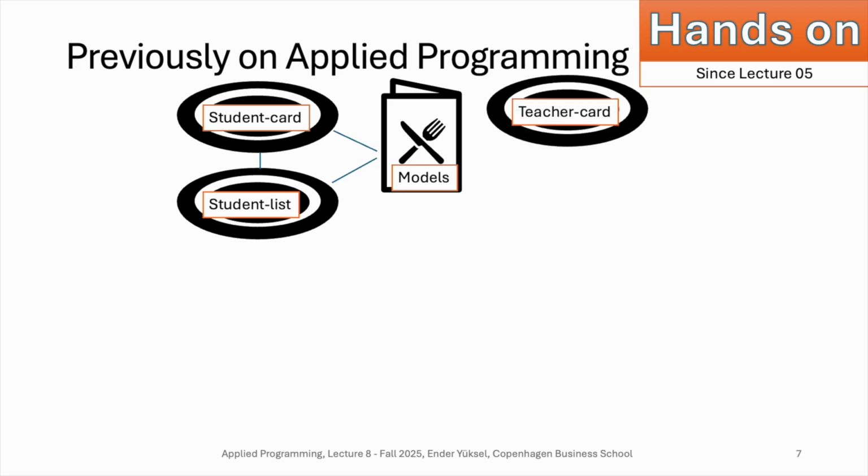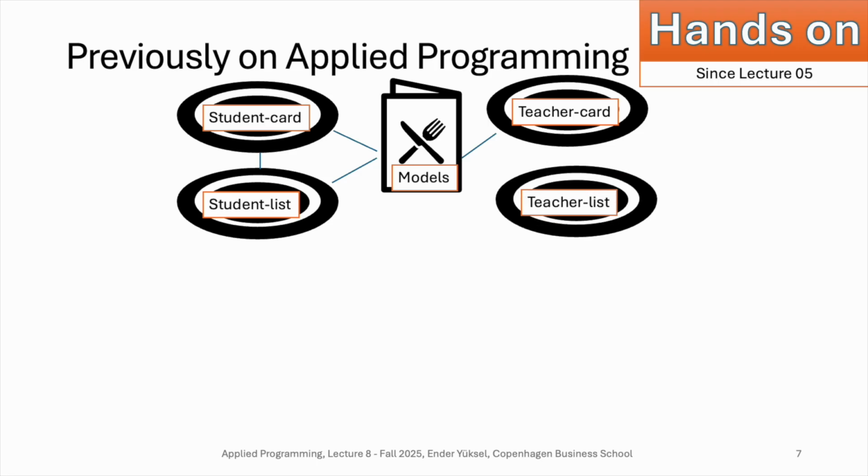Then in the exercises section of lecture 5, we did very similar things by creating a teacher card component, and then we created a teacher model, and we made the teacher card component use the teacher model. Then we created a teacher list component, and similar to the student list, we made sure that the teacher list component used both the teacher card component and the teacher model.